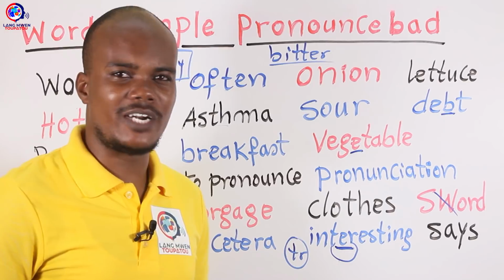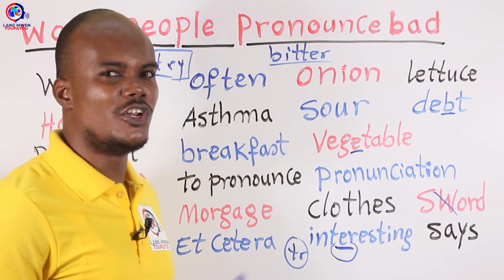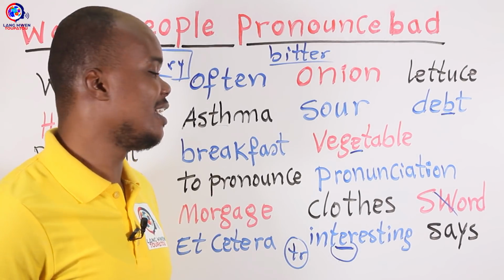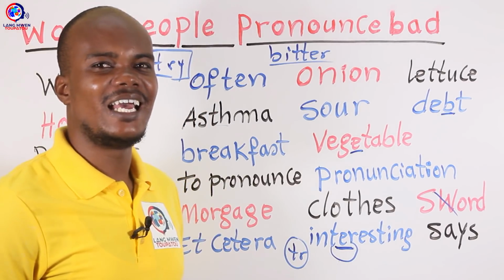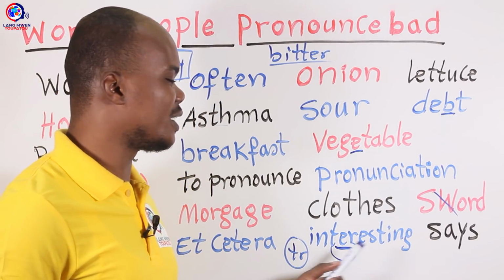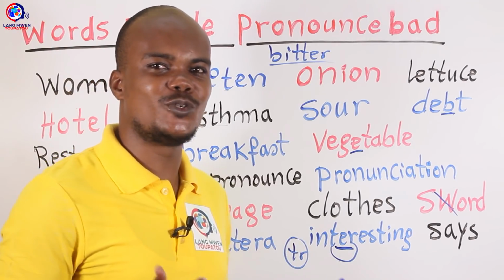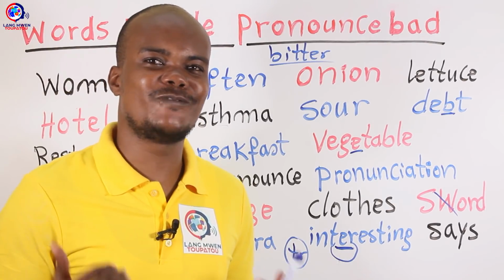Interesting. It's very interesting. Instead of saying it's very interesting, you don't pronounce it well, unfortunately. You have to say instead, interesting. Ça prononce comme interesting. For example, it's interesting to watch English videos. It's interesting to watch English videos.